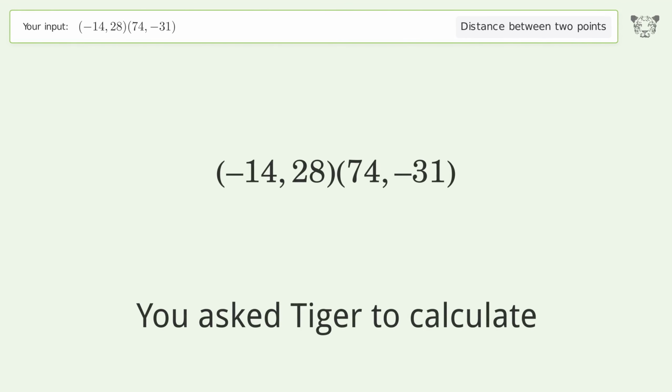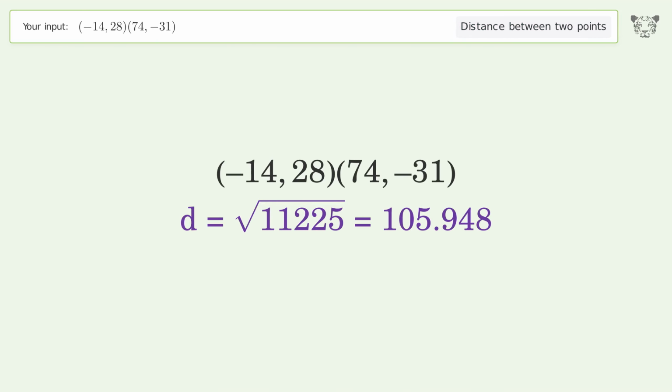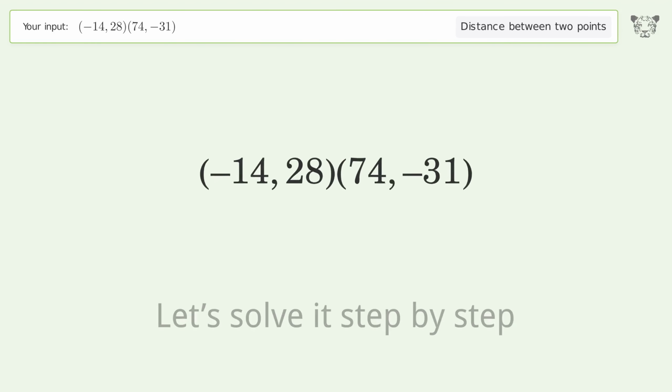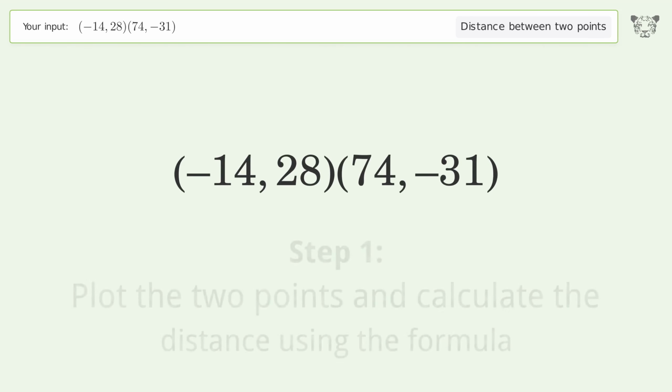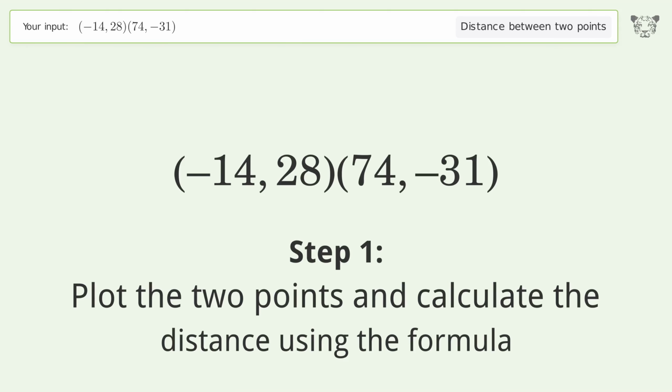You ask Tiger to calculate. This deals with the distance between 2 points. The distance between the 2 points is the square root of 11,225 or 105.948. Let's solve it step by step. Plot the 2 points and calculate the distance using the formula.